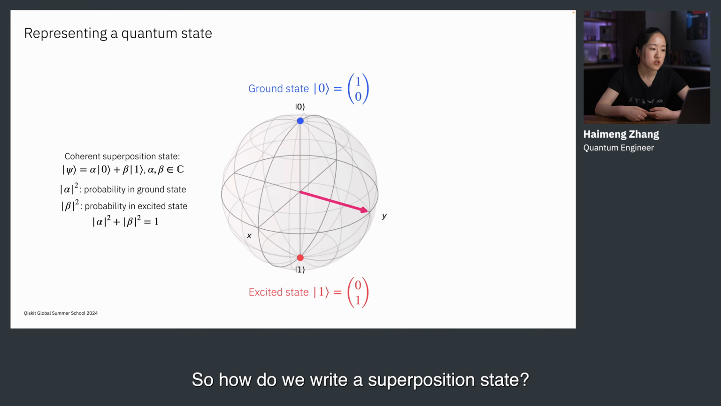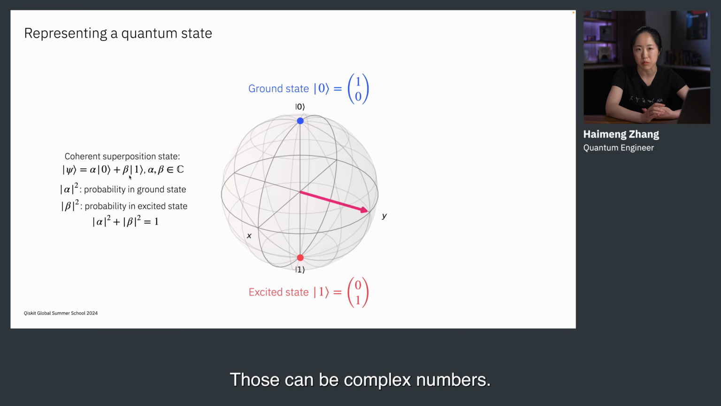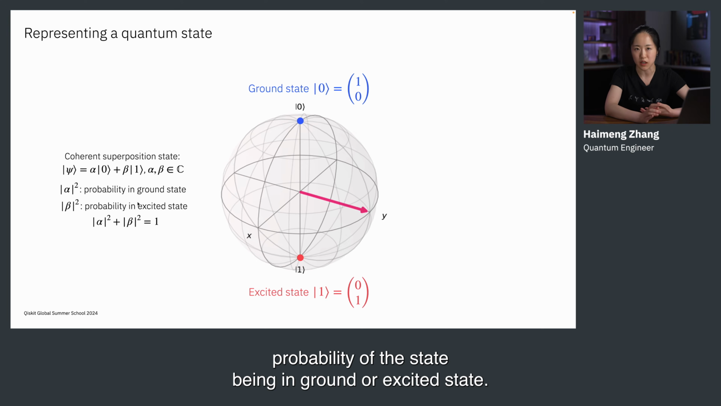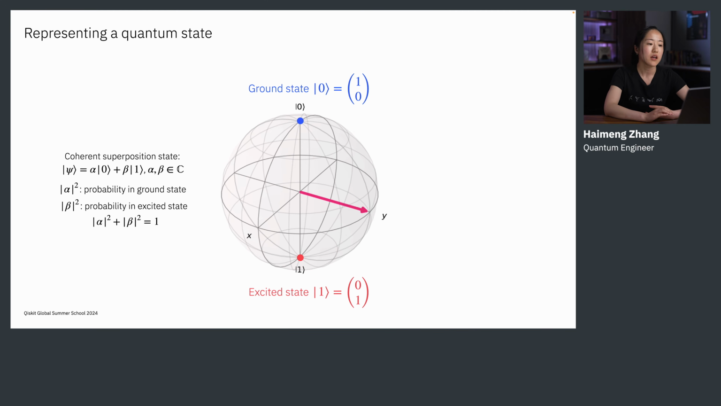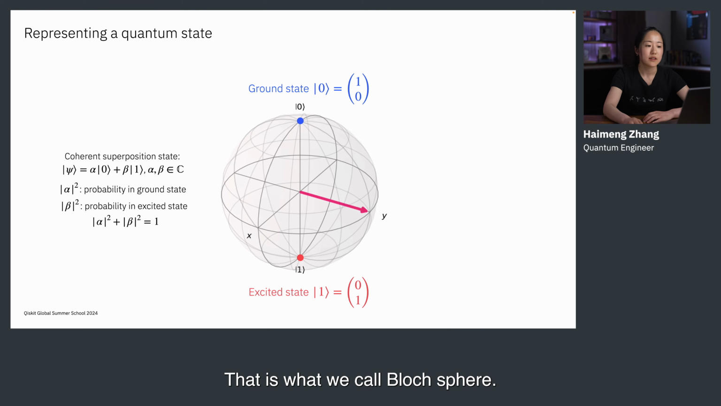So how do we write a superposition state? We use what we call probability amplitudes, alpha and beta. Those can be complex numbers, and they represent, roughly speaking, the probability of the state being in the ground or excited state. As you can see, we have a way to visualize those quantum states on a sphere. That is what we call the Bloch sphere.